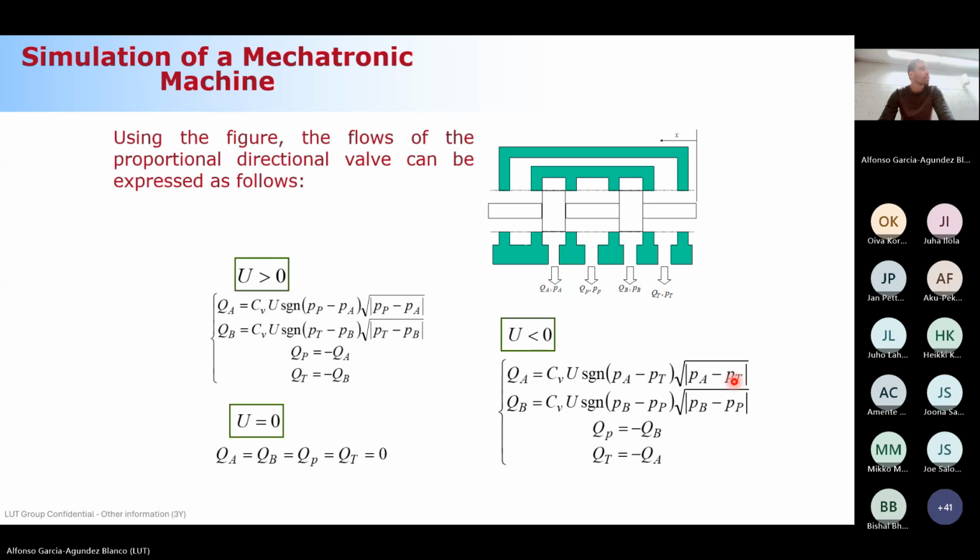Okay? Yes? Perfect. And now, if I'm moving this to the right, I'm connecting port P with B. Perfect. So QB would be the volumetric flow coefficient using the semi-empirical method, CB times U, sign of this difference, and always the square root of the absolute value, okay? Please don't forget this absolute value, okay?